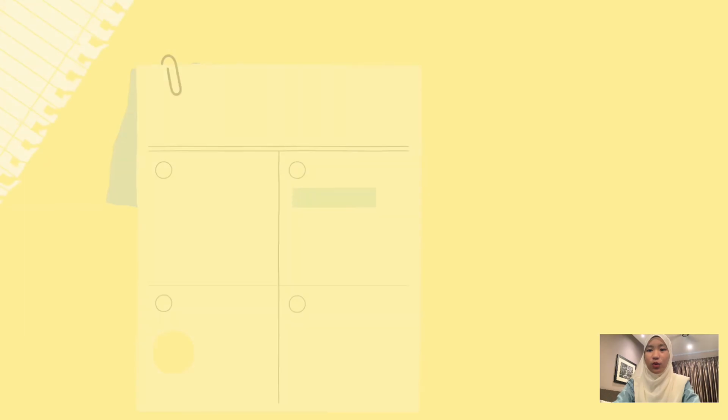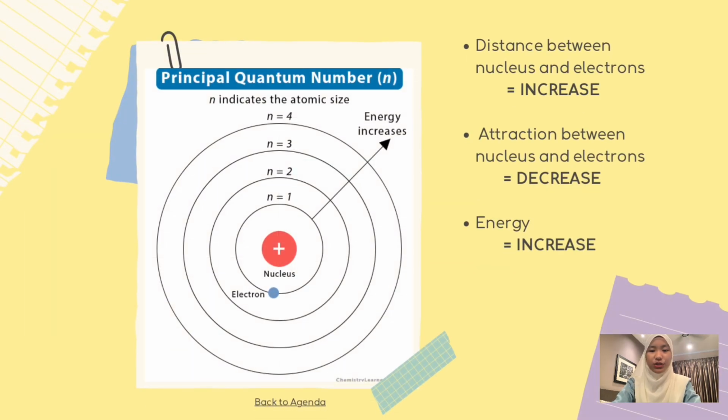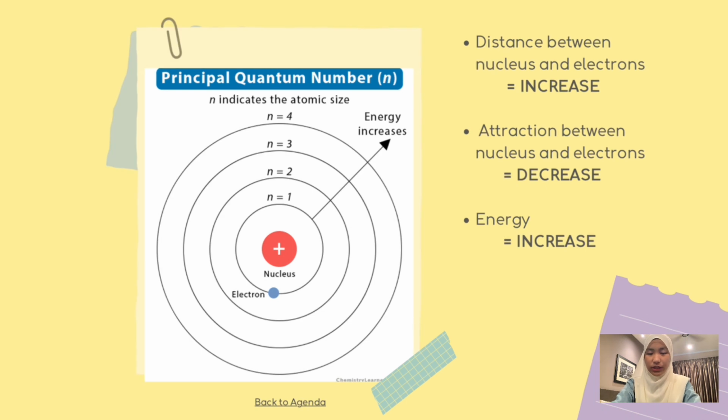Next, to make our understanding better, as shown in this picture, in the middle the red one is the nucleus, and n equal to 1 is the first shell, n equal to 2 the second shell, n equal to 3 the third shell, and n equal to 4 the fourth shell. So n indicates the atomic size. The higher the value of n, the bigger the size of the atom. The distance between the nucleus and electrons also increases, so the attraction between the nucleus and electrons decreases. This means that when the attraction decreases, more energy is required because the atom is much bigger.